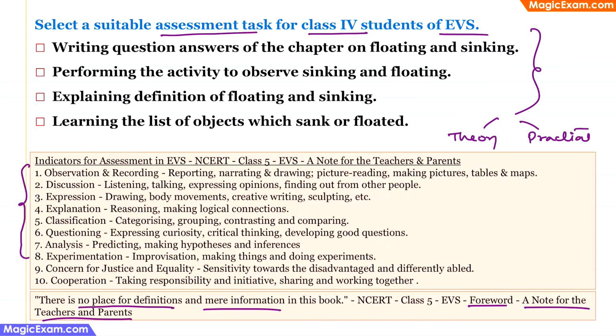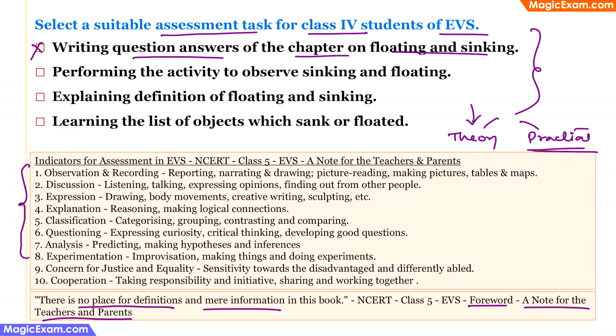And the answer will usually be the practical. Now, when we look at the answer choices for this question, the first one says writing question answers on the chapter of floating and sinking. Now, writing question answers is theory. Therefore, this cannot be the answer choice.